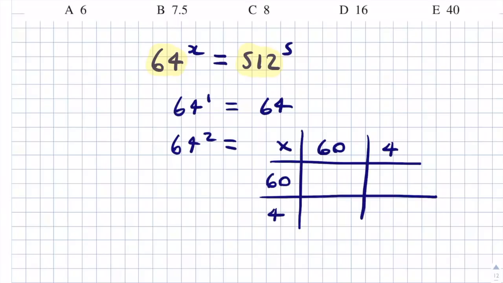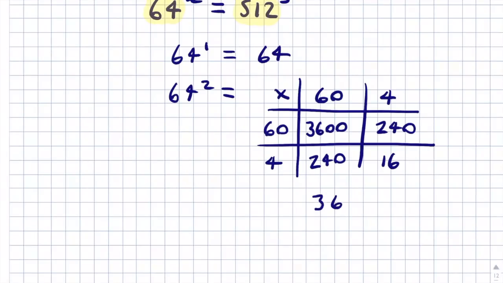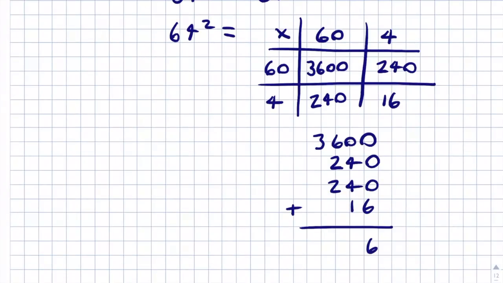I can do 60 times 60, which is 3,600. 60 times 4, which is 240. 60 times 4 again, which is 240. And 4 times 4, which is 16. Add these all together. So that gives me an answer of 6. 4 plus 4 plus 1 is 9. 6 plus 2 is 8, plus 2 is 10, so that's 0. Carry the 1. Get 3 plus 1 is 4.